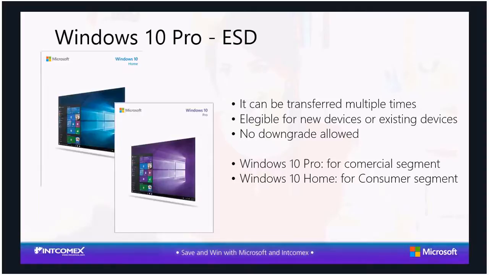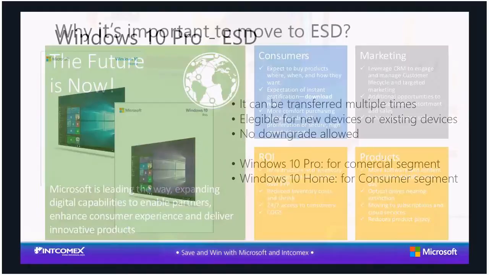In terms of Windows, I wanted to talk a little bit about Windows ESD, because this is usually something that people do not know that we have. The Windows ESD is an electronic version of Windows. It can be transferred multiple times, so it's not the same as Windows 10 FPP. And it's eligible for new devices or existing devices, but no downgrade is allowed. It's only for Windows 10. We have Windows 10 Pro for the commercial segment and Windows Home for the consumer segment as well.